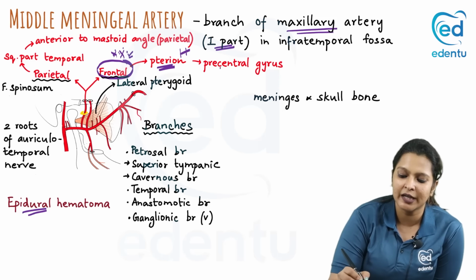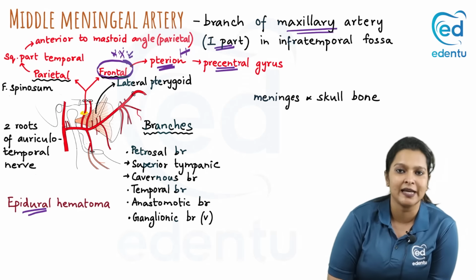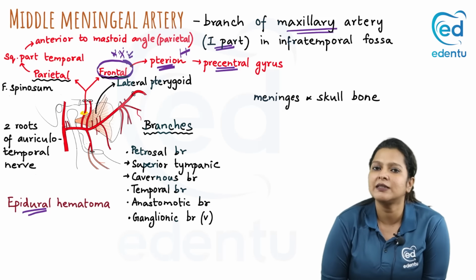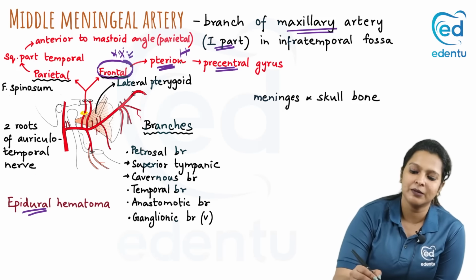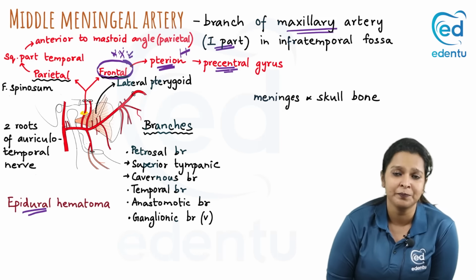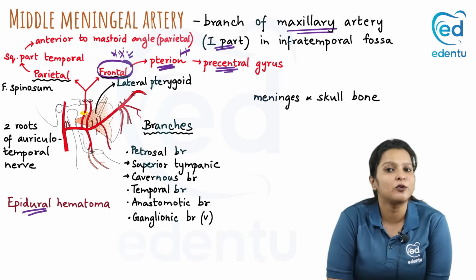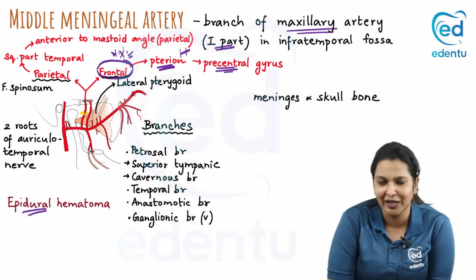From the pterion, it traverses towards the precentral gyrus. The precentral gyrus is present in the frontal lobe. Okay, from the pterion, it traverses towards there. So that is the first branch, the most important branch of the middle meningeal artery.